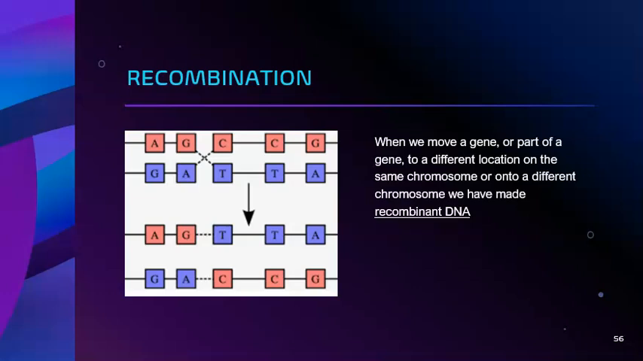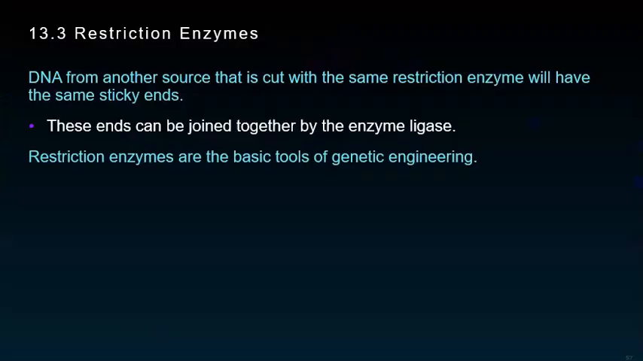When we move a gene or a part of a gene to a different location on the same chromosome or even onto a different chromosome, that is when we have made recombinant DNA. So it's recombined. It is recombinant DNA. So that is the process of recombination. Anytime you're taking one chunk from a gene and putting it somewhere else on that gene or on a different gene, you have made recombinant DNA through recombination.